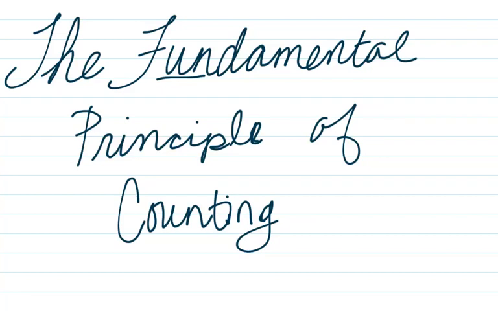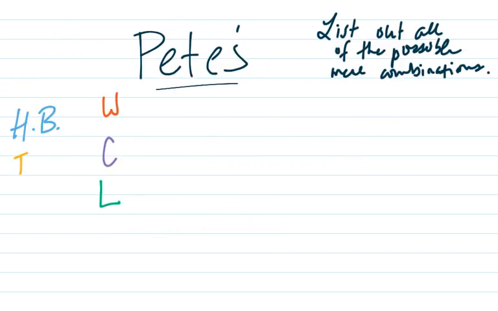The first part of 11.7 is the fundamental principle of counting. And so we're going to look at a couple of examples to figure out what the fundamental principle of counting is. So the first example starts with Pete's. And Pete's is a restaurant where you can get 2 meals, a hamburger meal or a torta meal, and you can get 3 drinks, water, Coke, or lemonade.